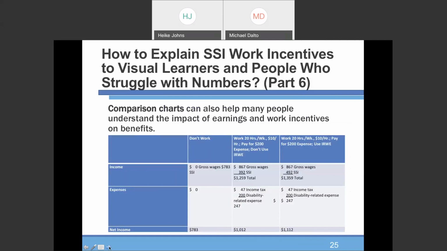Now, for people who do like to see the numbers but still want to see something visual, you can use a comparison chart if for some reason you're not using DB101, which has similar charts. And in this example, you can see that a person not working has the lowest amount of income, just SSI. Working 20 hours a week and paying a $200 expense but not using IRWE, their income is substantially higher, but it's higher still if they work 20 hours a week, pay for the $200 expense, and use IRWE, because they'd get more SSI with it.